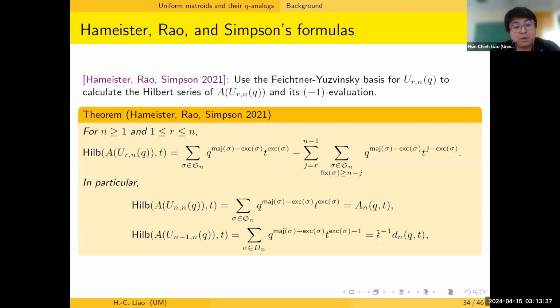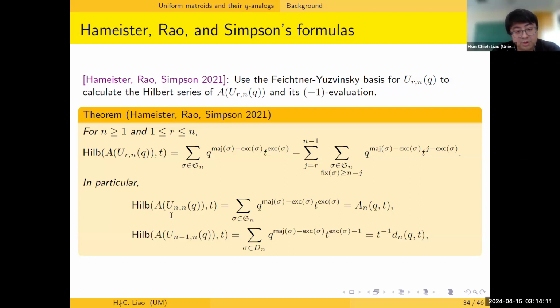So Hameister, Rao, and Simpson use the Feichtner-Yuzvinsky basis for the q-uniform matroid to calculate the Hilbert series, and its minus 1 evaluation, and they obtain that the q-Hilbert series has the following expression. They obtain a combinatorial expression kind of like this. You can see the first term is a q-Laurent polynomial, but you need to subtract some term related to fixed points of your permutations when your rank is r.